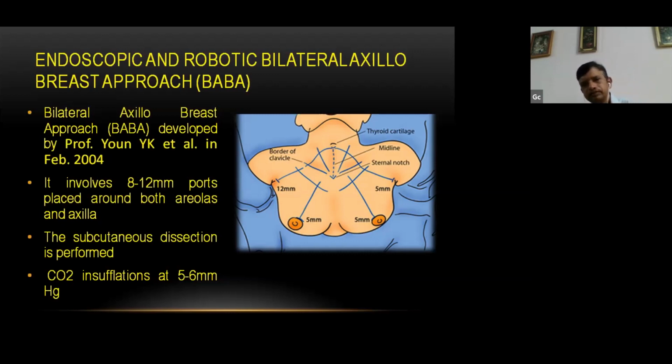So similarly, Professor Yun also modified that. The camera person is standing away and he used two ports for the working. Initially, he used a 5 mm camera. So all ports are 5 mm except this 12 mm for the working as well as removing of the specimen from this side.